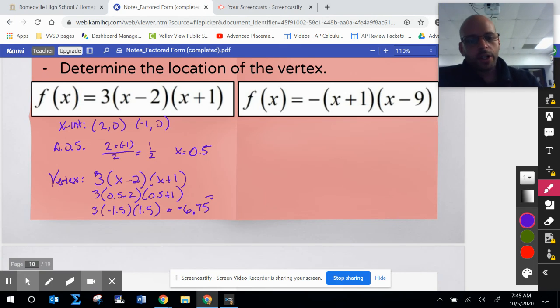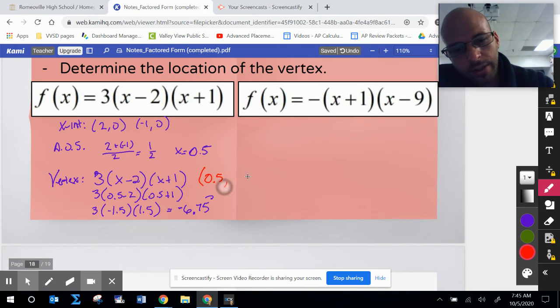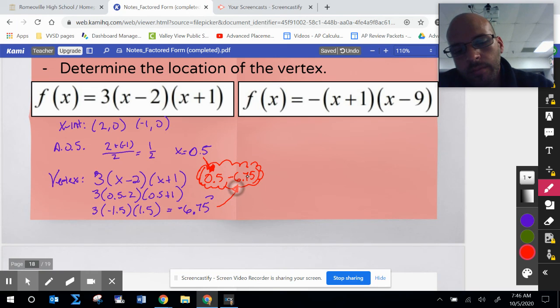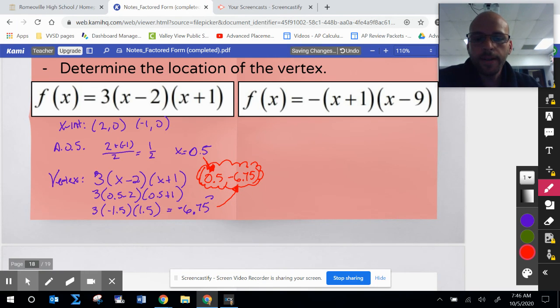Okay, so my vertex, I'm going to write it out here, has the x value of 0.5, and it has the y value of -6.75. I don't know if you guys have realized this, but the x value of your vertex is always your axis of symmetry. Okay, and then we can always take that axis of symmetry and substitute it in to find the y value of our vertex. Okay, so let's do it one more time.